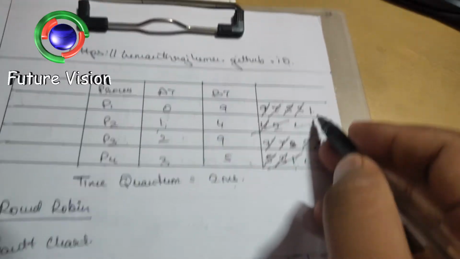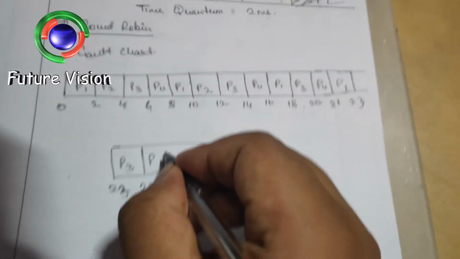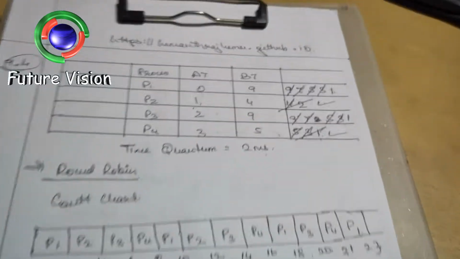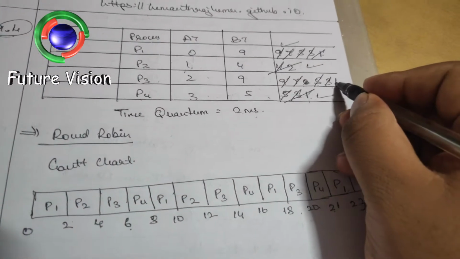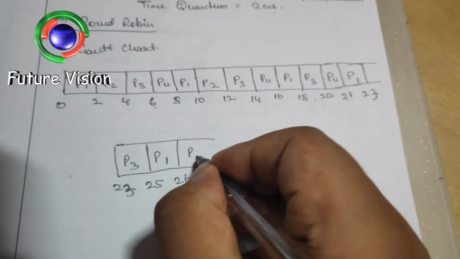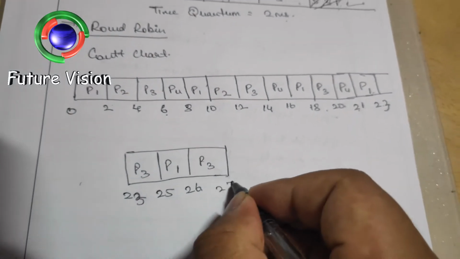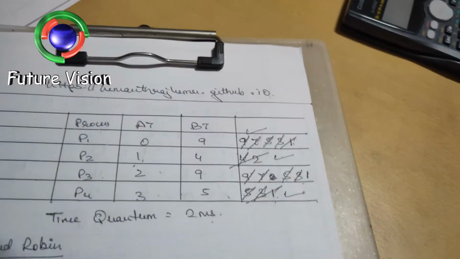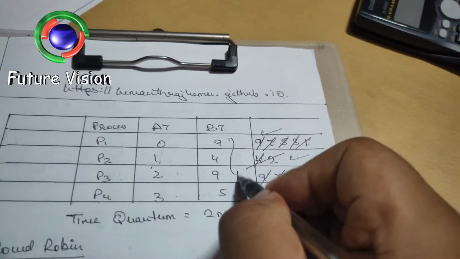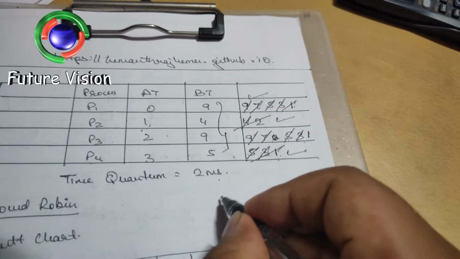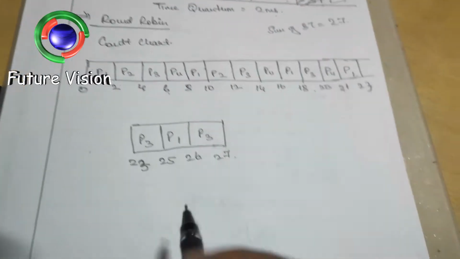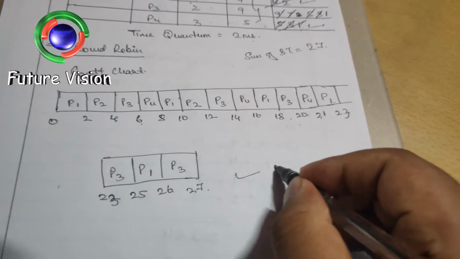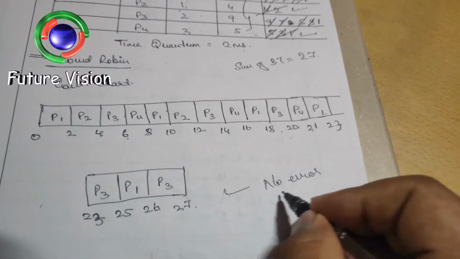Next is P1 with just 1. P1 will execute till 26. P1 completes its execution. Now the rest is P3. P3 goes till 27. Our Gantt chart is ready. Now to check whether we have encountered an error, one way is to sum all the burst times, which is nothing but 27. Now do we have 27 here? Yes, so therefore we have encountered no error while drawing the Gantt chart.